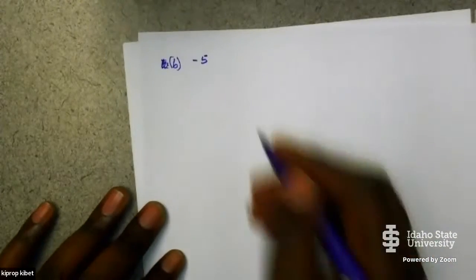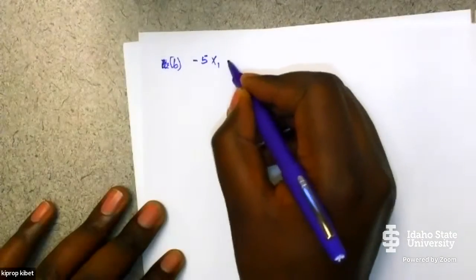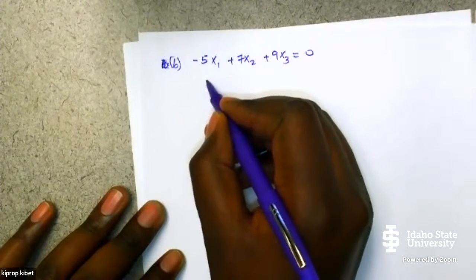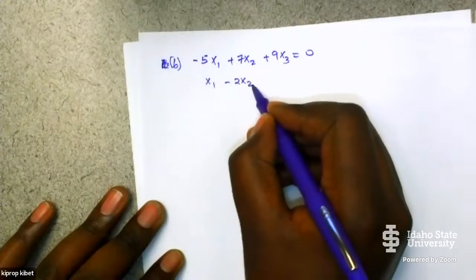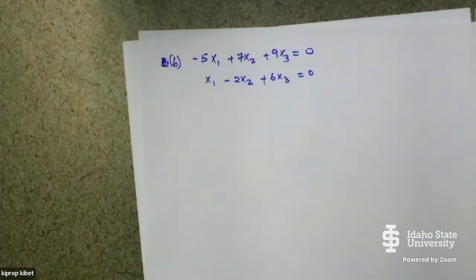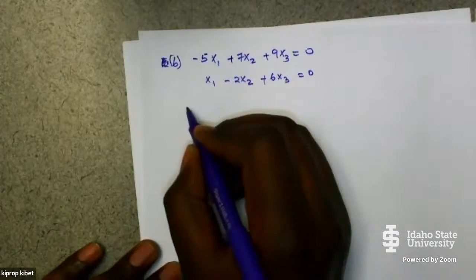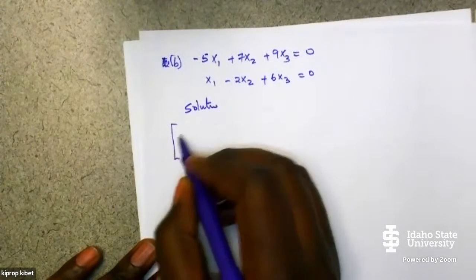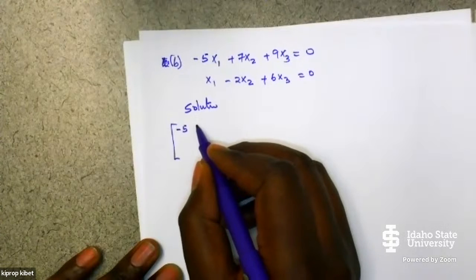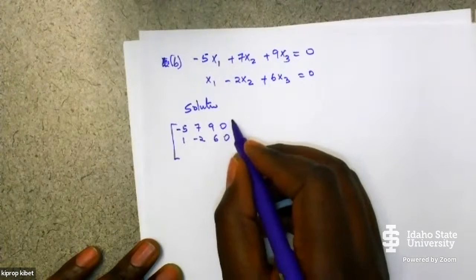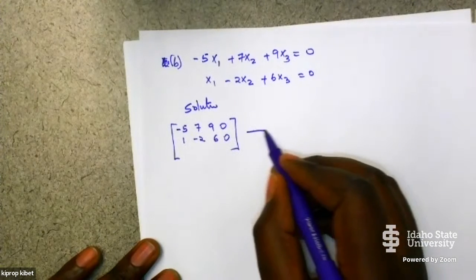Okay, example number B: -5x1 plus 7x2 plus 9x3 equals 0, and x1 minus 2x2 plus 6x3 equals 0. So we do the same way. We write that in augmented matrix form, and then we reduce it. So the augmented matrix of this is -5, 7, 9, 0, and 1, -2, 6, 0. Then we reduce this.